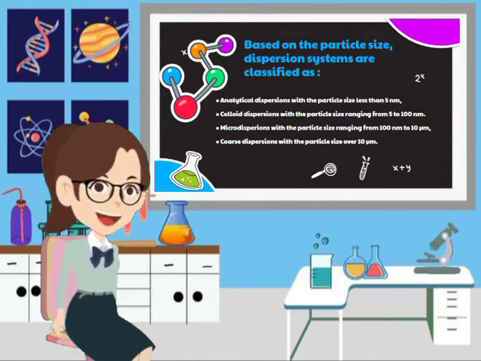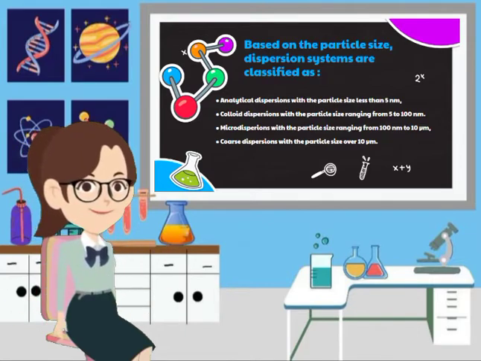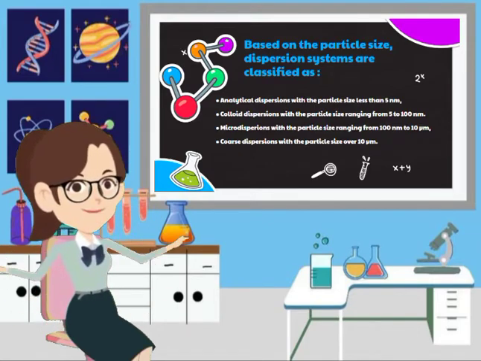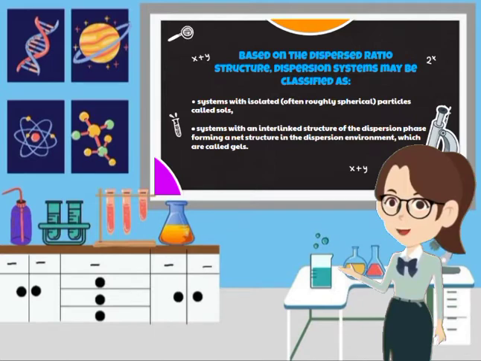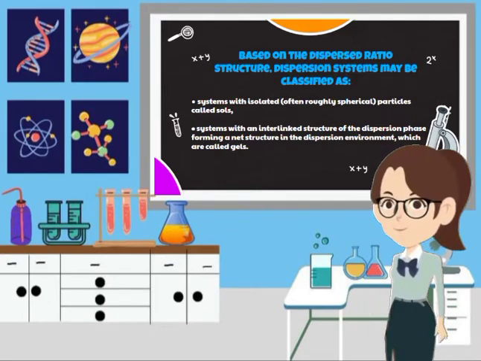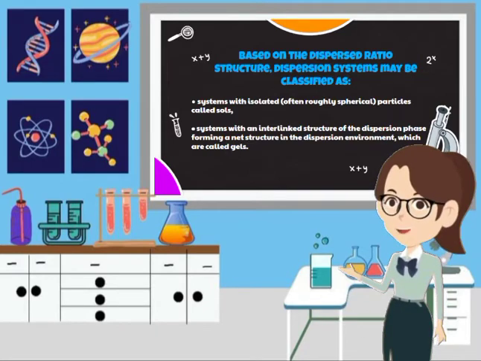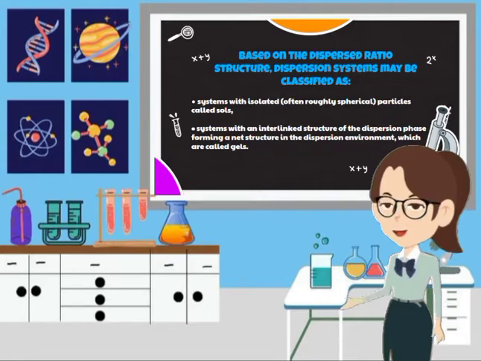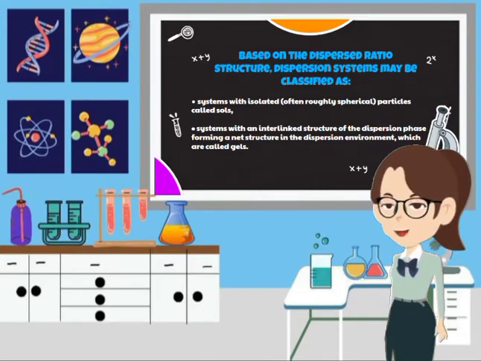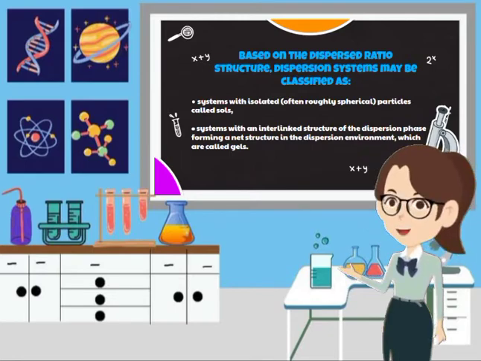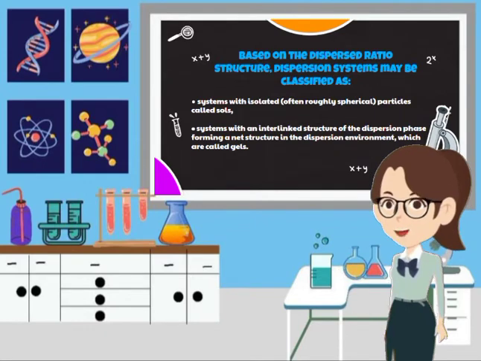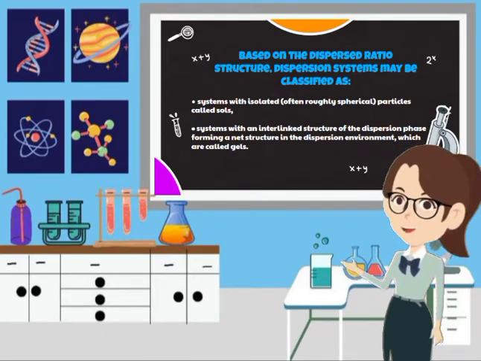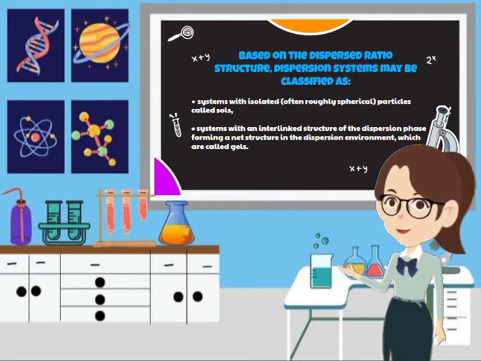Note: analytical dispersion systems rank rather among homogeneous systems. Microdispersions and coarse dispersions are usually ranked among suspensions. Based on the dispersed phase structure, dispersion systems may be classified as systems with isolated, often roughly spherical, particles called sols, and systems with an interlinked structure of the dispersion phase forming a network structure in the dispersion environment, which are called gels. The names given to individual dispersion systems often combine the particle shape and the phase of the dispersion environment.